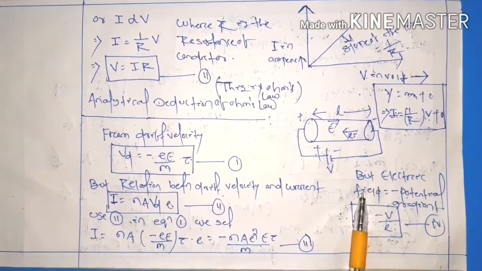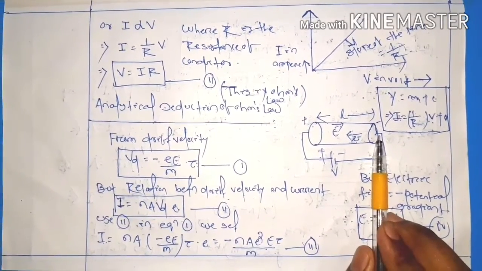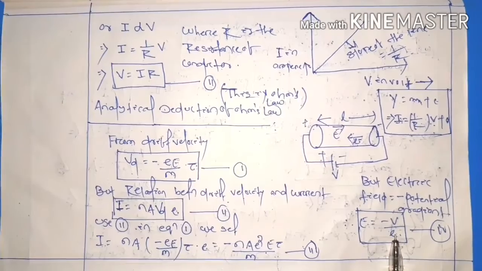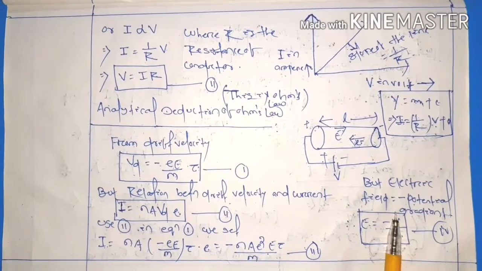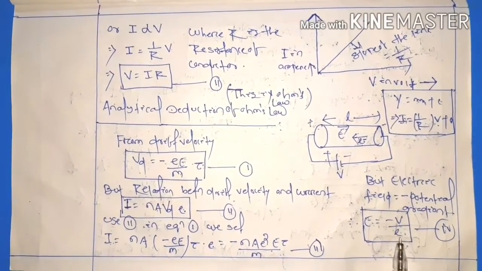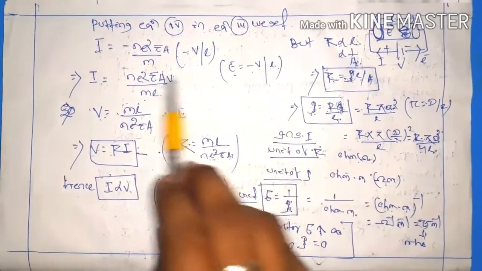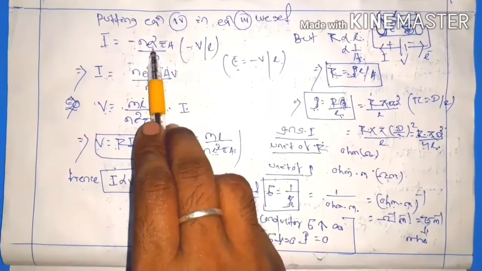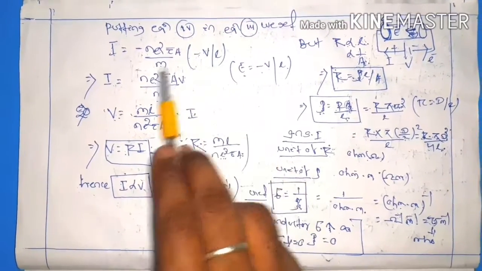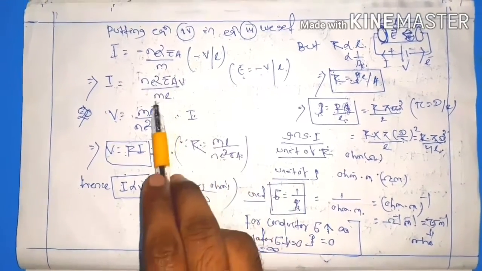As soon as electric field is applied, there is a potential difference between the two ends of the conductor. But we know that electric field is the negative of the potential gradient. That means mathematically E is equal to minus V by L, where E is the electric field, V is the potential difference, and L is the length of the conductor. Putting the value of E is equal to minus V by L, we get I is equal to minus N e square tau A divided by m into minus V by L. So I is equal to N e square tau A V divided by m L.